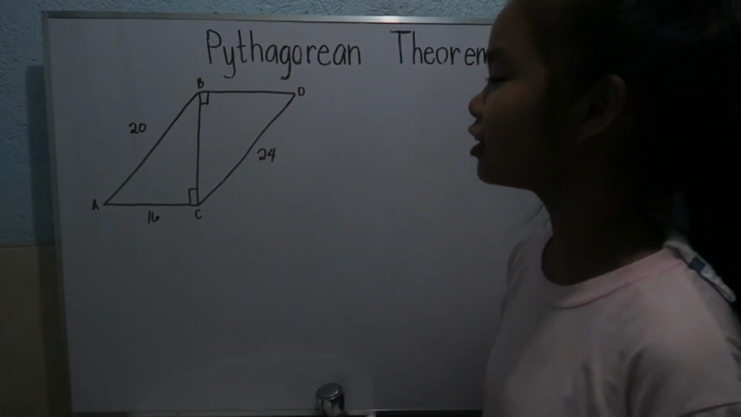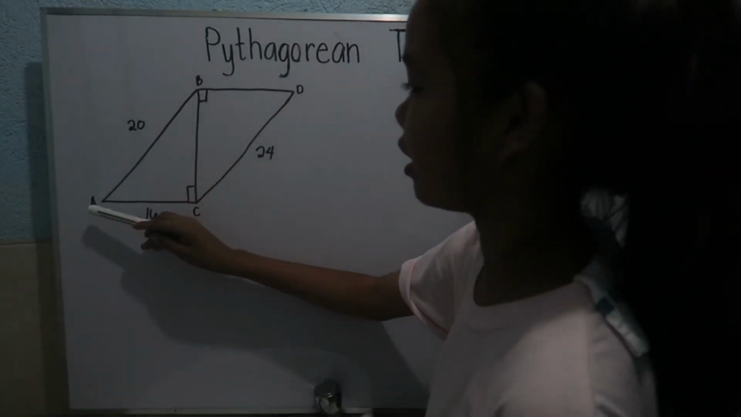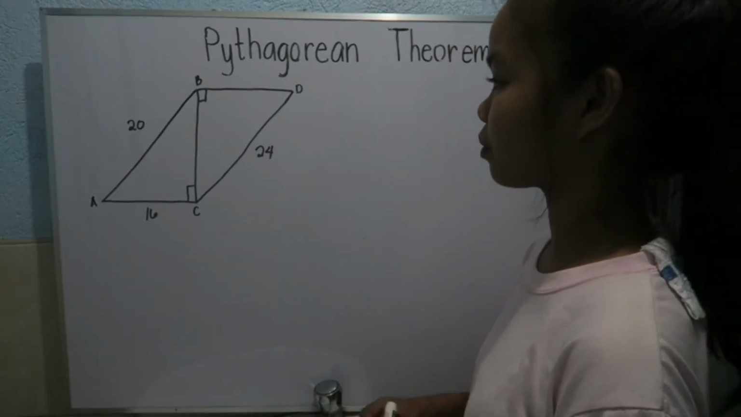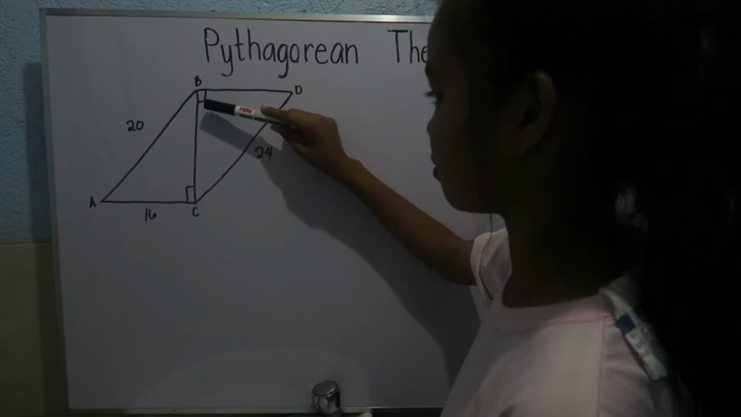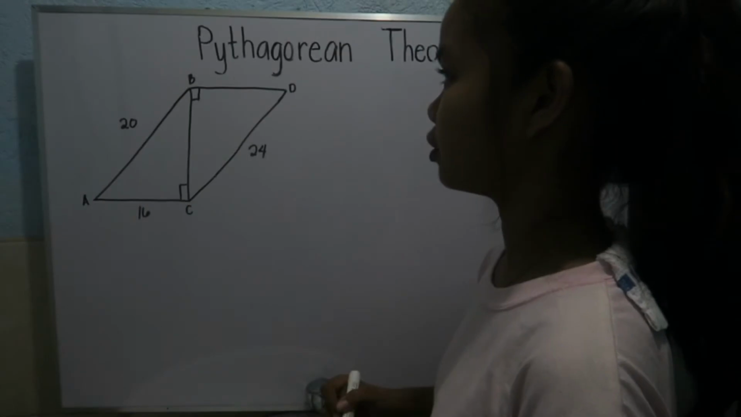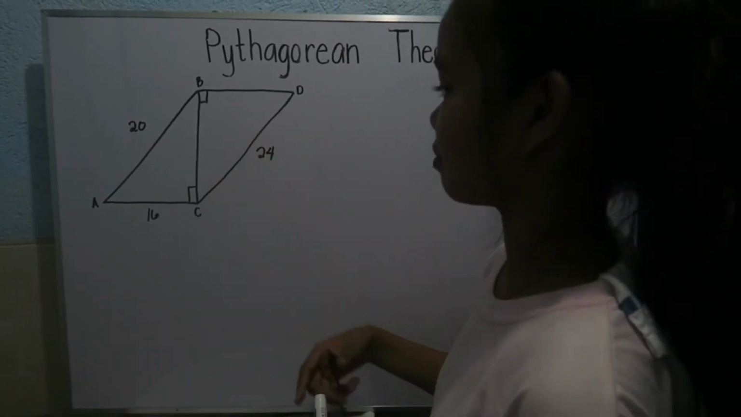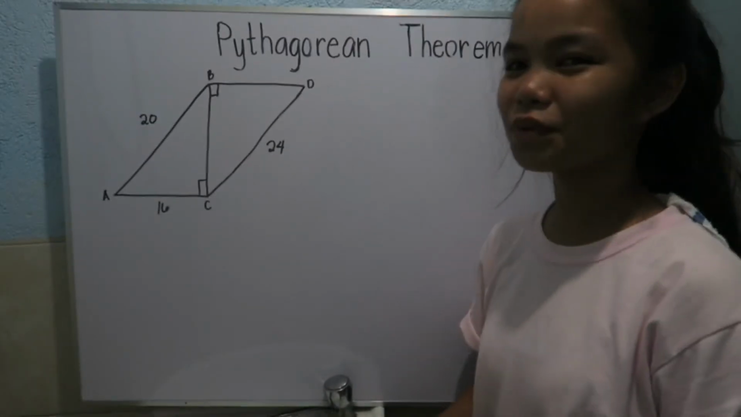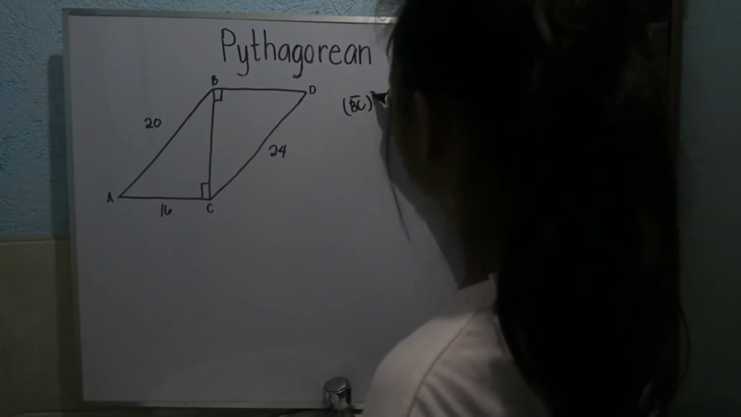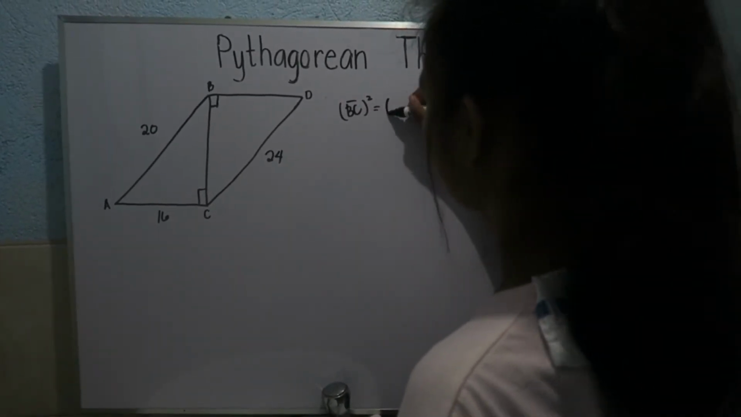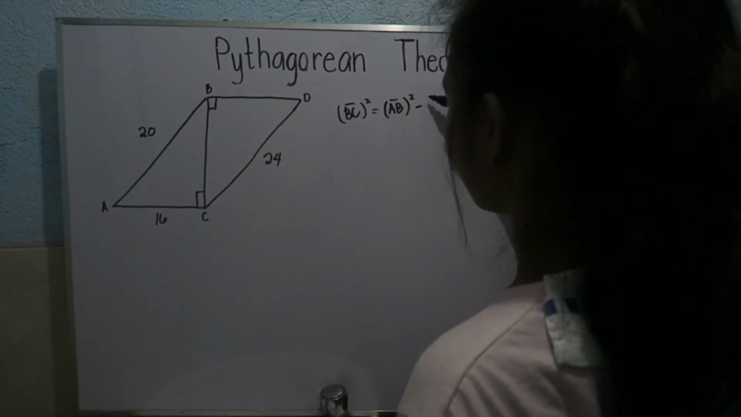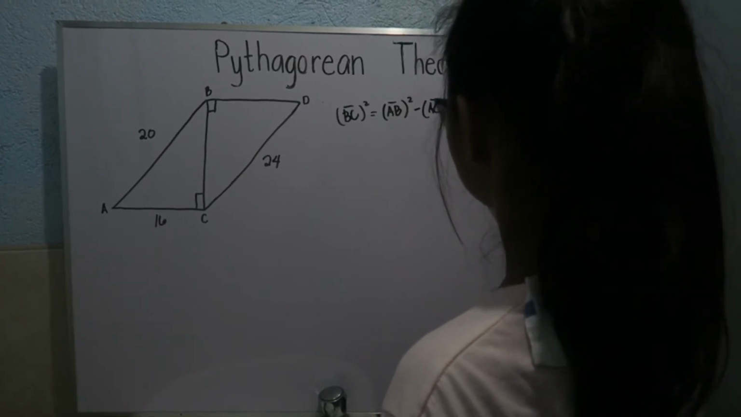In this figure, there are two triangles, which are triangle ABC and triangle BCD. And there are also two missing values, which are line segment BD and line segment BC. And for you to be able to get line segment BD, you should get the value of line segment BC first. And for you to do that, we will use the formula line segment BC squared equals line segment AB squared minus line segment AC squared.